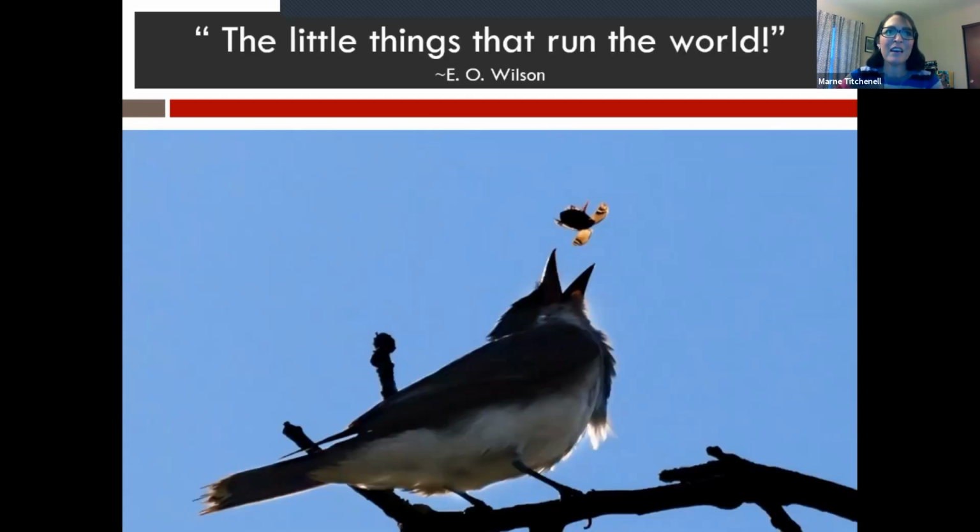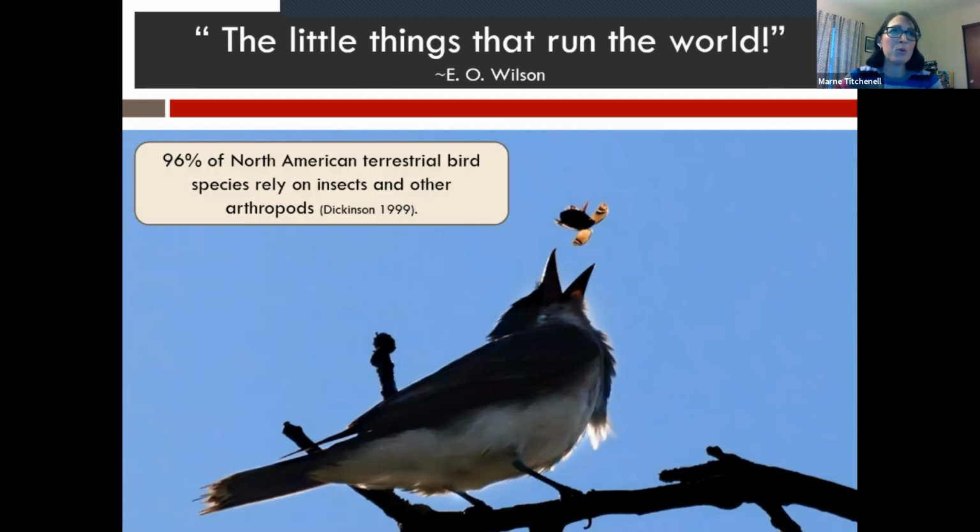All right. E.O. Wilson said that insects are the little things that run the world. And when it comes to birds, that is a fact. Ninety-six percent of North American terrestrial birds rely on insects and other arthropods. So insects are an incredibly important food source. And as we've already learned, we know that our non-native invasive plants can impact some of our insect populations.